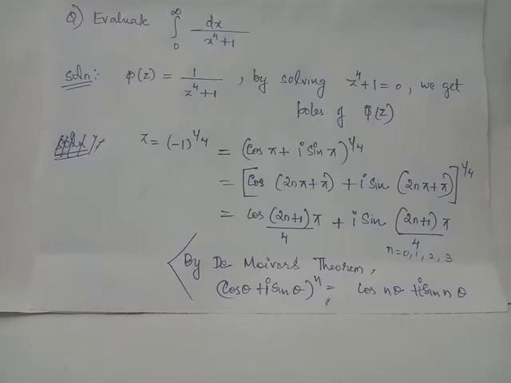Using De Moivre's theorem, we have (cos theta plus i sin theta) the whole raised to n equals cos n theta plus i times sin n theta. Thus, we have (cos (2n plus 1) pi plus i times sin (2n plus 1) pi) the whole raised to 1 by 4 equals cos of (2n plus 1) pi by 4 plus i times sin (2n plus 1) pi by 4, where n equals 0, 1, 2 and 3. Now we will find particular values of z for n equals 0, 1, 2 and 3, which are the 4 poles of the function phi of z.